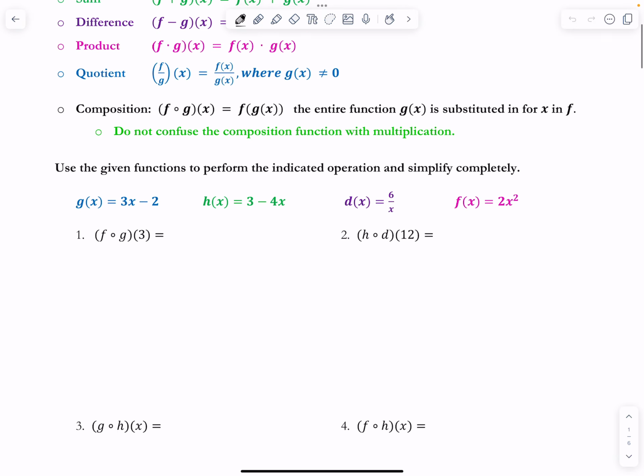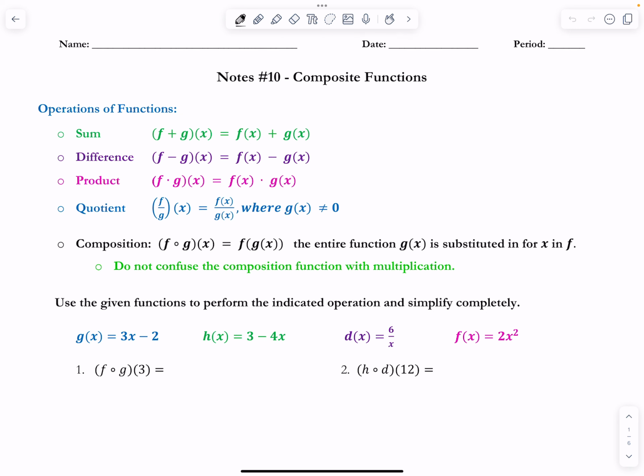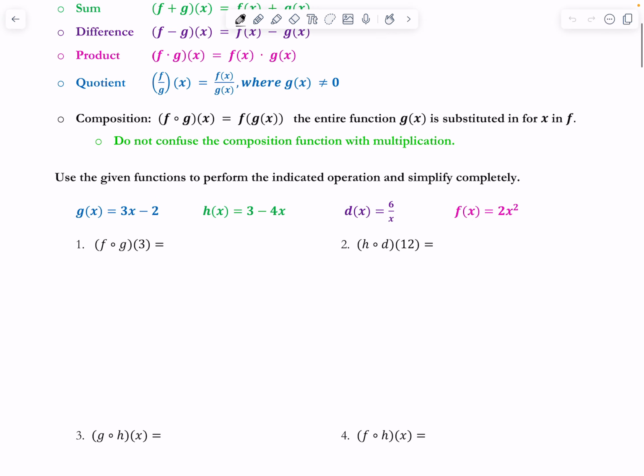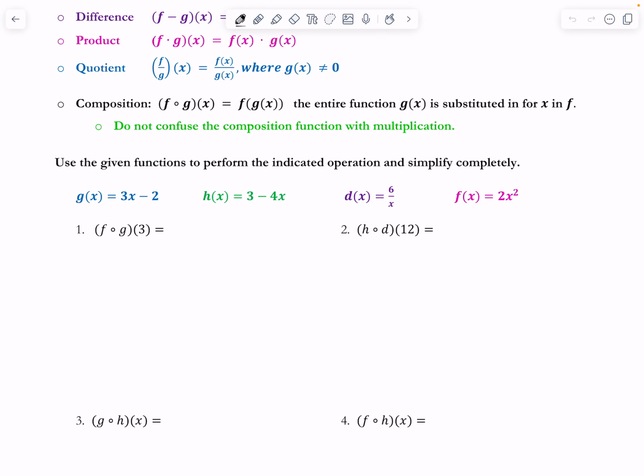All right, guys, we're going to go over these questions on function composition. When we did notes number 9, we focused on adding, subtracting, multiplying, and dividing. Today we're only going to focus on composition, where you take an entire function as an input and put it into an entirely different function.